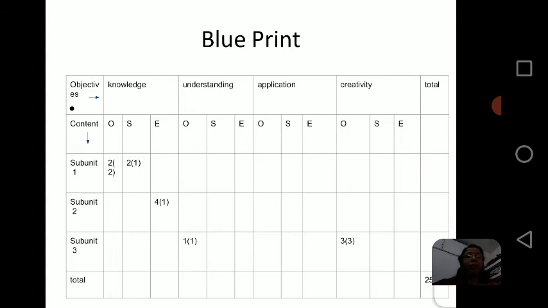And the forms of questions. O, S, E under knowledge, and under understanding also O, S, E, and it repeats. O means objective type, S means short answer type, E means essay type questions. Like that, under each objective, 3 types of questions are designed. And the table is a 3-dimensional table.